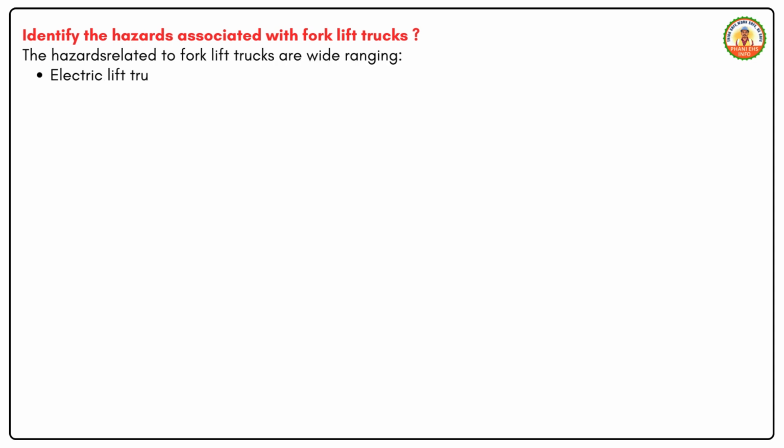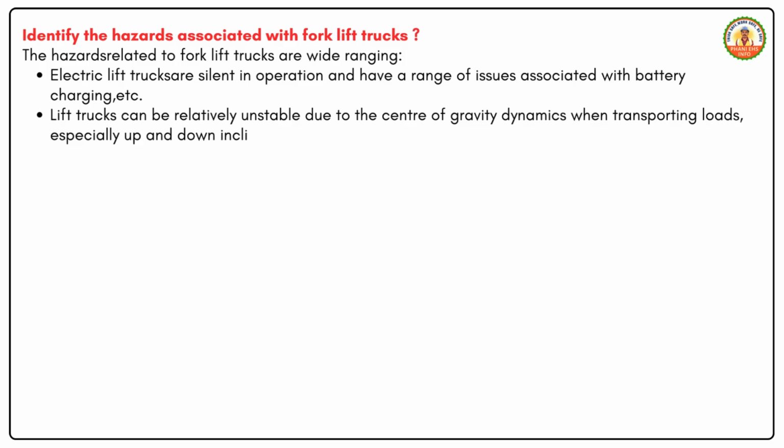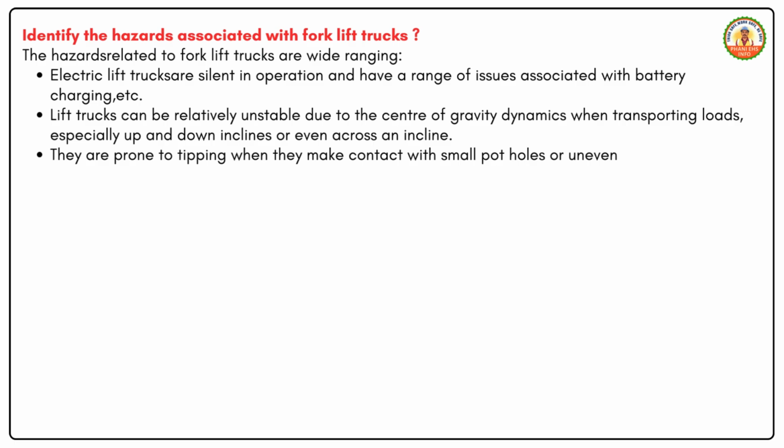Identify the hazards associated with forklift trucks. The hazards related to forklift trucks are wide-ranging. Electric lift trucks are silent in operation and have a range of issues associated with battery charging, etc. Lift trucks can be relatively unstable due to the center of gravity dynamics when transporting loads, especially up and down inclines or even across an incline. They are prone to tipping when they make contact with small potholes or uneven surfaces, and also when they attempt to turn at very tight angles.